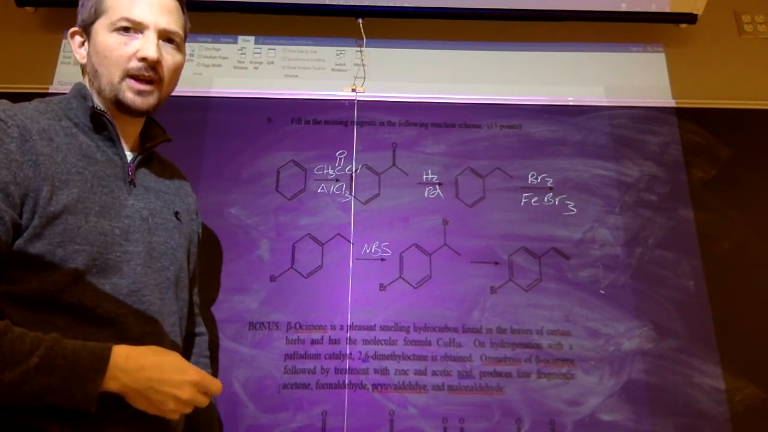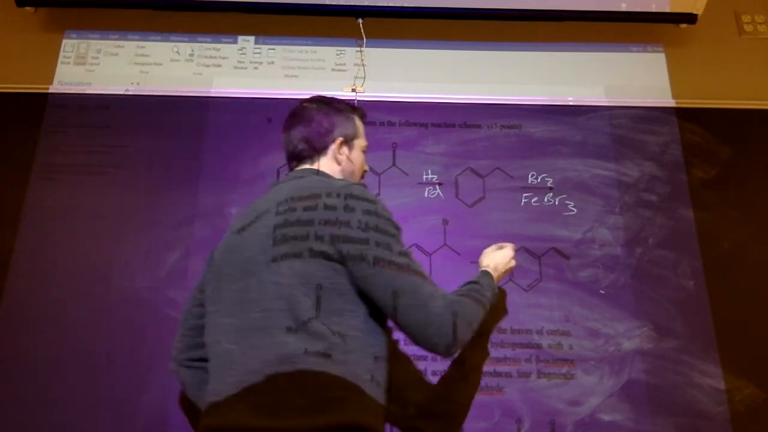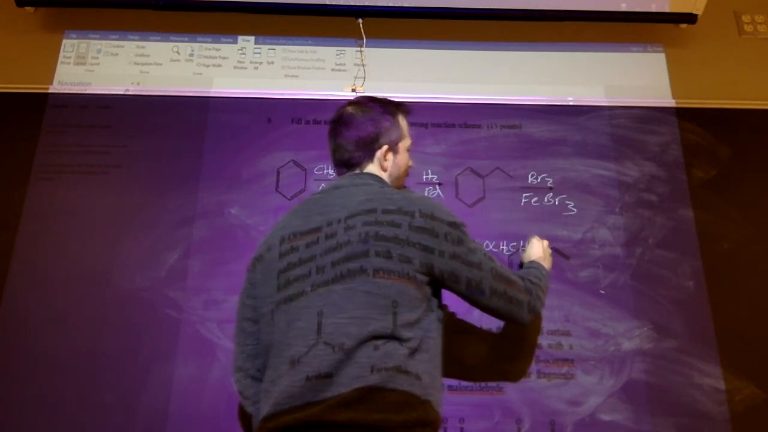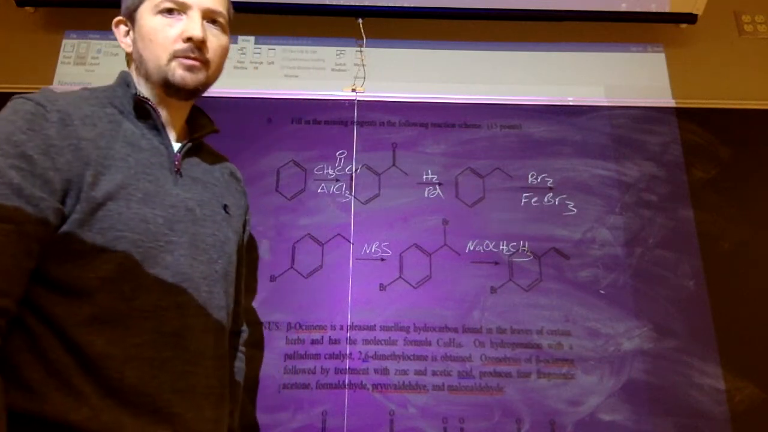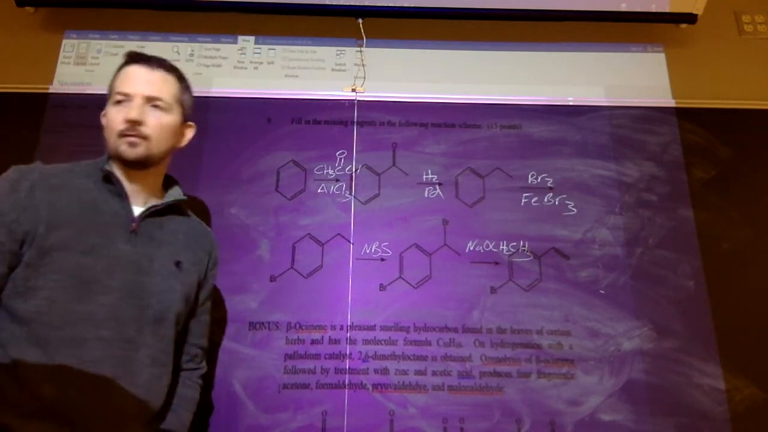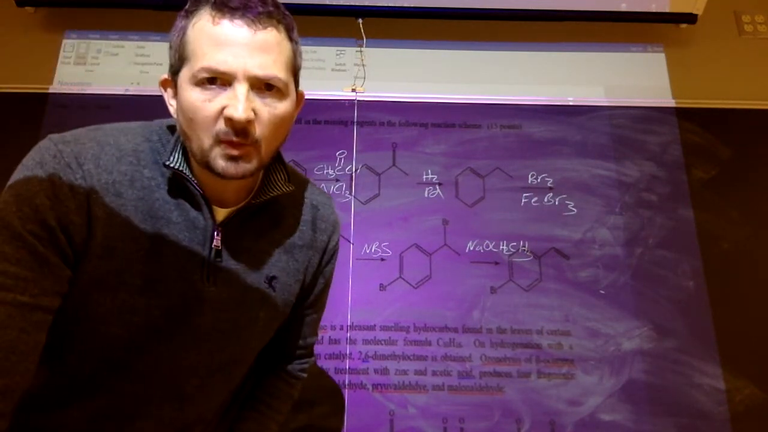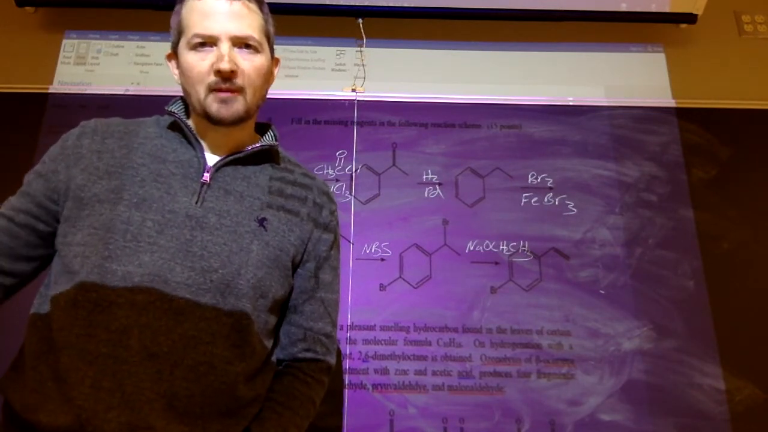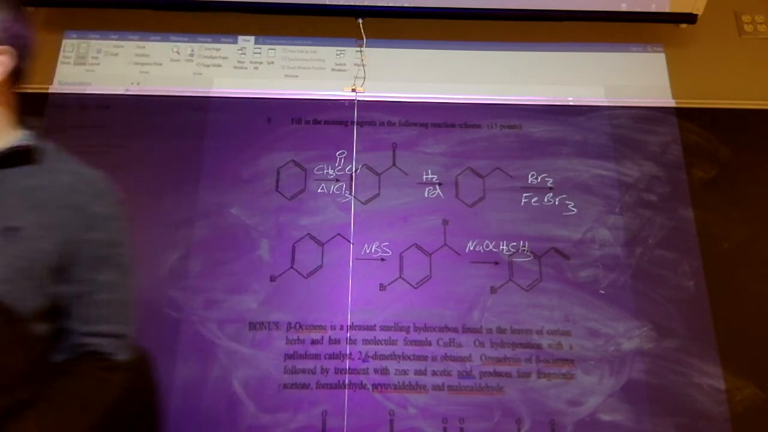So E2 elimination, you use a strong base. So we'll do sodium methoxide. Any strong base will work there. My battery's getting low on my laptop, so I'm going to skip to the multiple choice, but if my laptop's not dead by then, I'll come back to that bonus question.